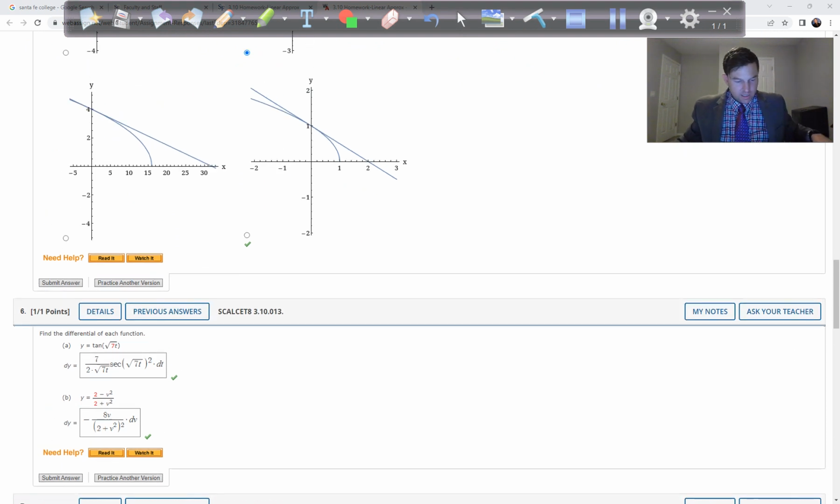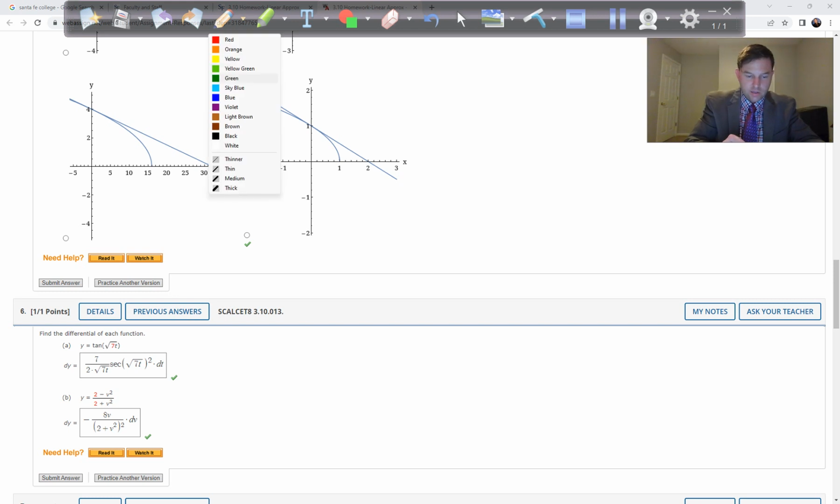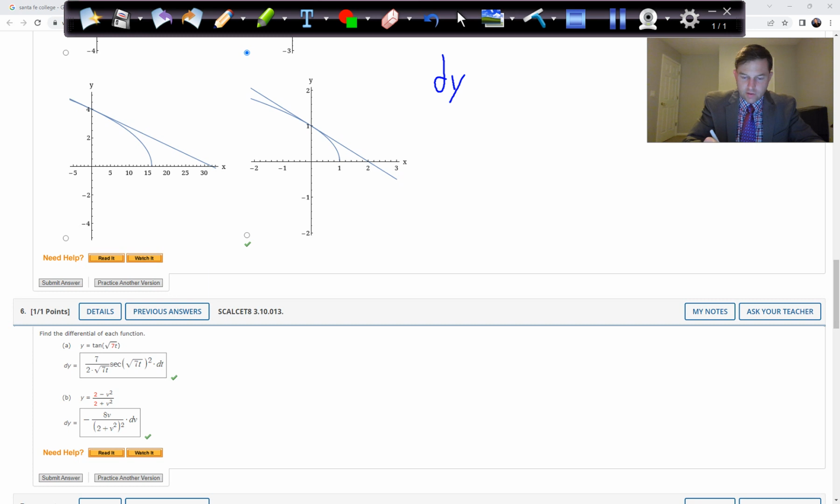Okay, problem 6 and beyond are going to introduce a new idea, and that's called a differential. And a differential is this. If I take a derivative of some y equation, I'm going to get the derivative of the function with respect to x times dx. It's like using chain rule. Normally we don't write that dx there, but now we're going to.